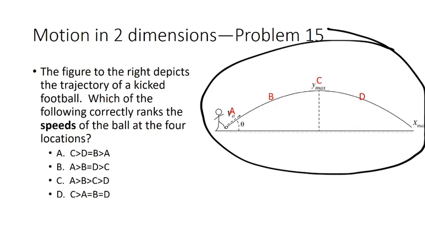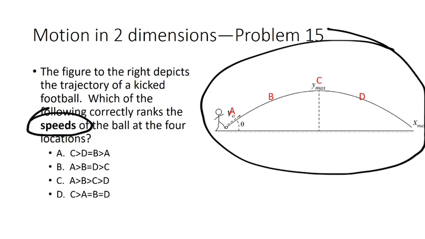Someone has kicked a football, and you can see it moving across its trajectory. Which of the following correctly ranks the speeds of the ball at the 4 locations? Here we're asking about speed, not velocity, which means just magnitude matters. It doesn't matter in this case if it's going up or down, we're just looking at the magnitude of the speed.